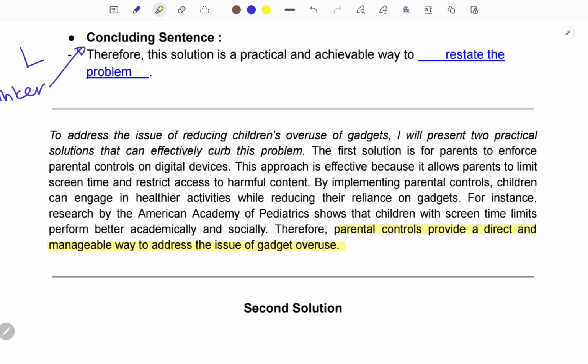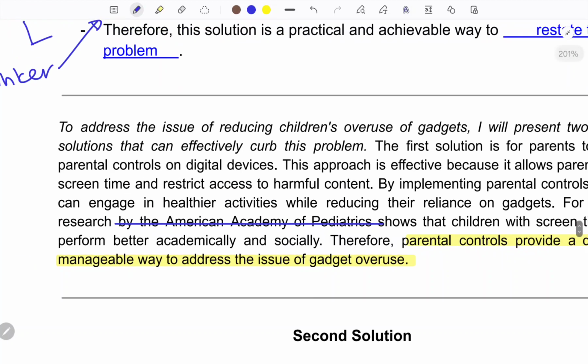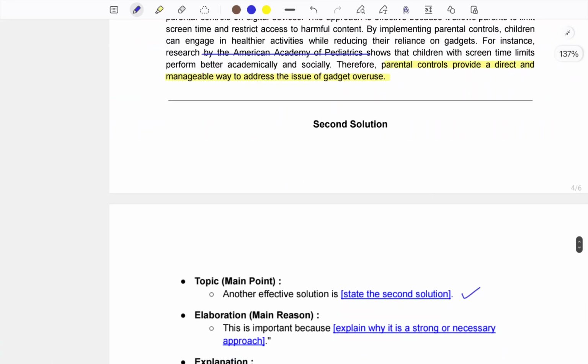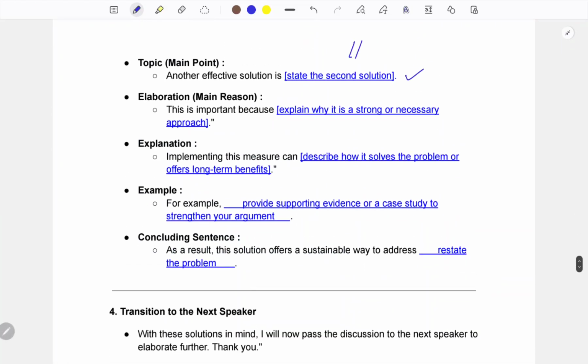But trust me, when you are in the actual discussion, I believe you are not going to mention the American Academy of Pediatrics and so on. I mean, you don't even know. So just say, for instance, research has stated that, okay? And then the second solution is just the same as I said previously.